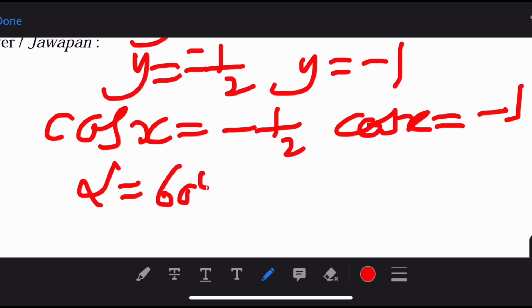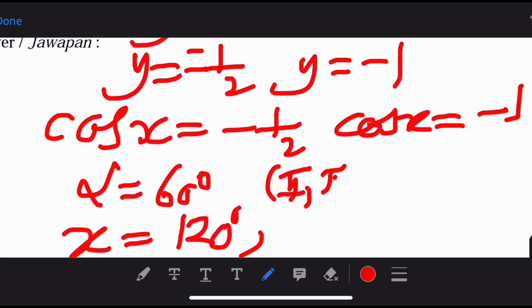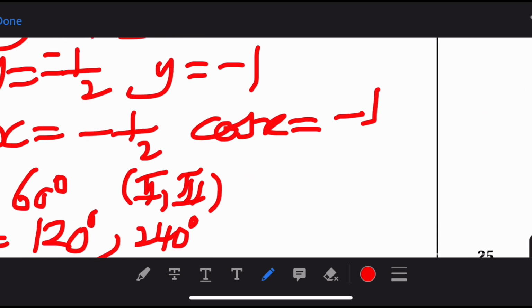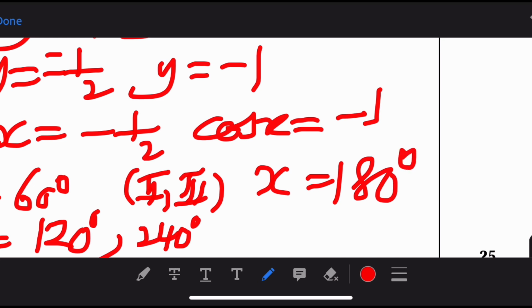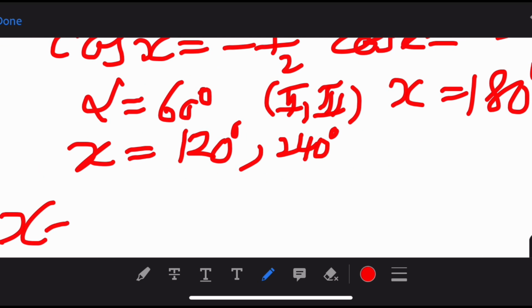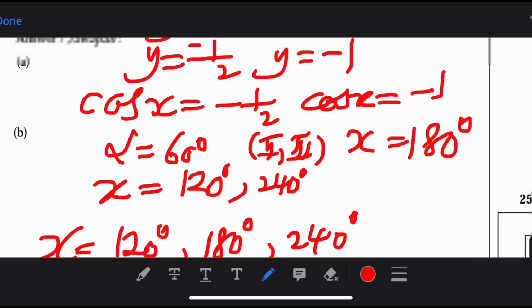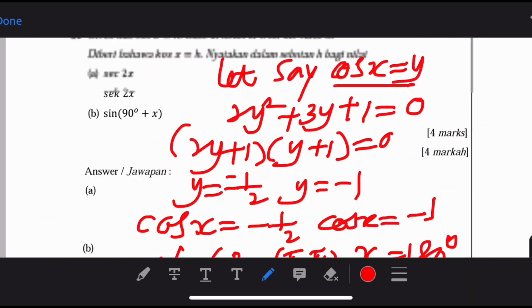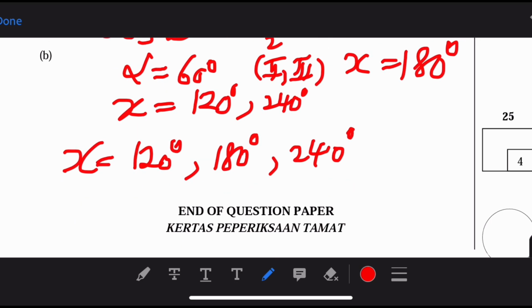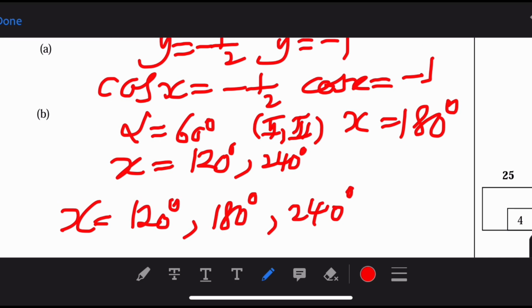So before you solve the trigo equation, you always have to find the reference angle. Don't solve directly using the calculator, okay? Find the reference angle, then you refer to the quadrant based on positive or negative. This is also a concept. Many students directly press their calculator, so they will get the wrong answer. So the x should be 120, 240, and then for cos x equal to negative 1, the x should be 180 degree. Alright, so you have 3 answers for this question.